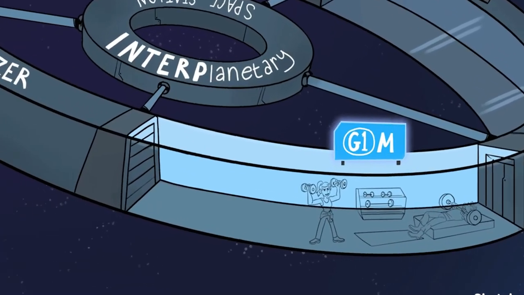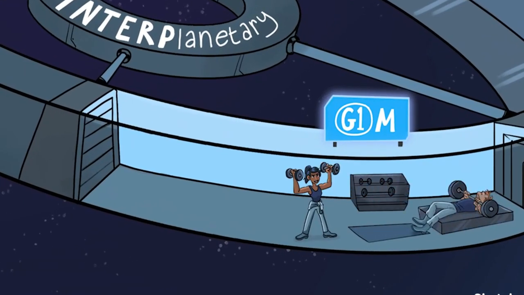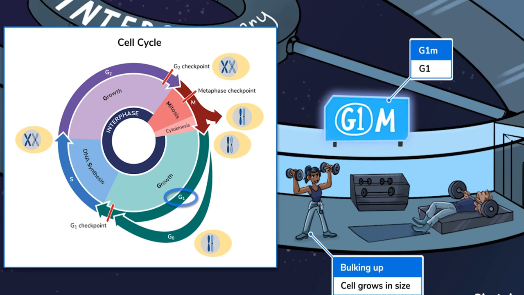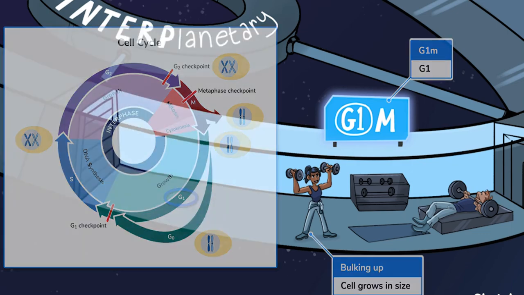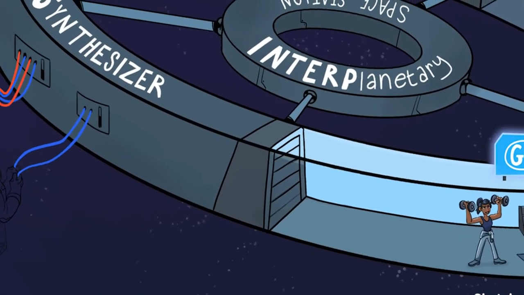Here at the gym is where nerds like myself get swole. G1, the first gap, or growth phase, is essentially a gym for cells. G1 is usually the longest stage of the cell cycle. In G1, the cell ramps up protein synthesis while increasing its size and number of organelles to prepare for DNA replication.